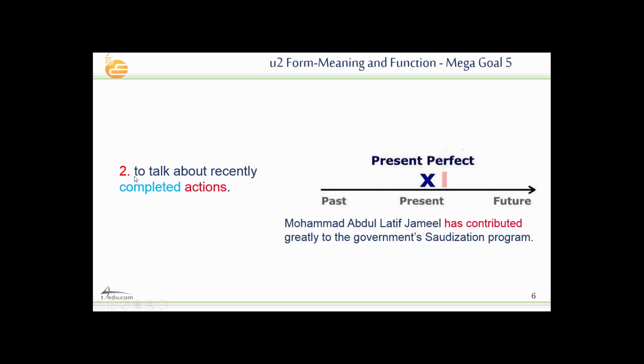Number two, or the second usage, is to talk about recently completed actions. For example, Muhammad Abdul Latif Jamil has contributed greatly to the government's Saudization program. So here we have that he has contributed. Has, because it's singular here. Has contributed, verb 3. We use it because this action started in the past and was completed recently, before the present time, from the past till the time just before now.